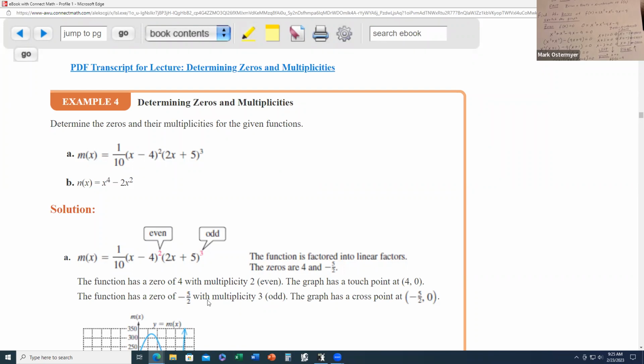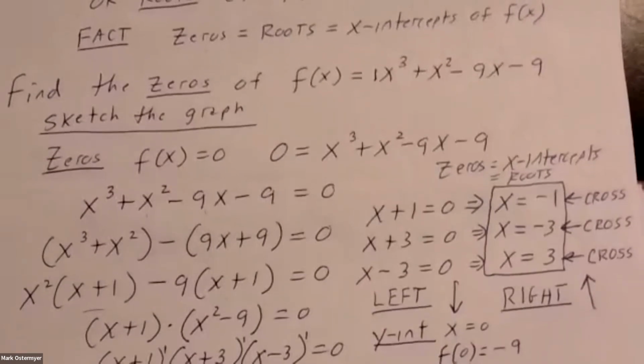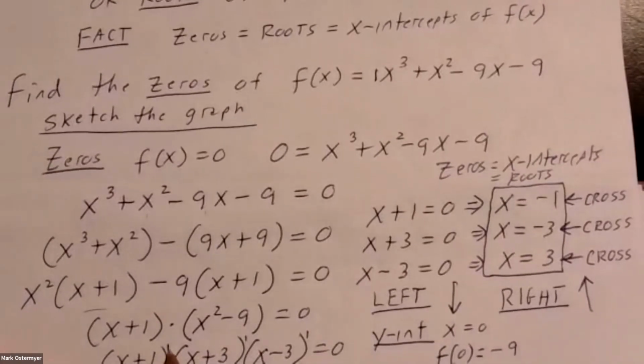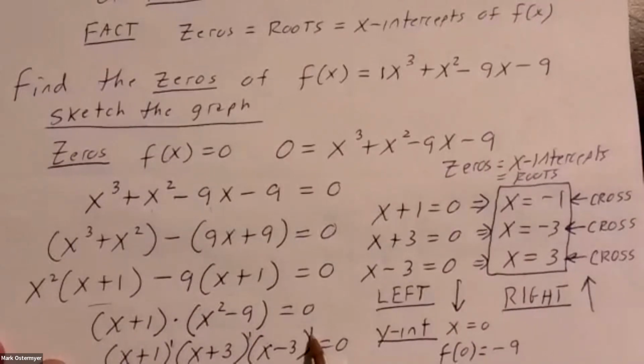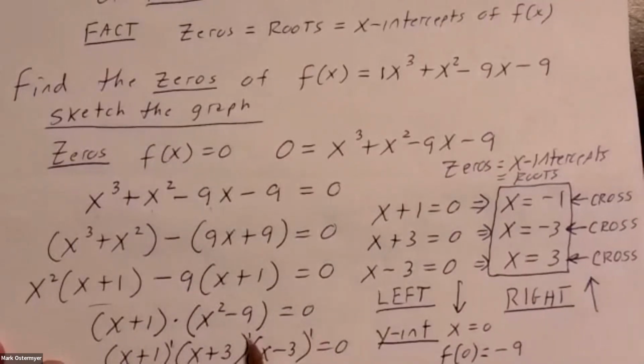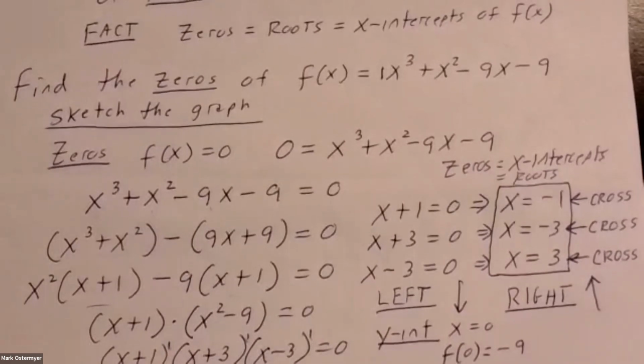You know, for the last problem I did here, we would say that all these zeros here, ladies and gentlemen, have a multiplicity of 1. -1 is a 0 with multiplicity 1. -3 is a 0 with multiplicity of 1. And 3 is a 0 with multiplicity of 1. Okay, these all have a multiplicity of 1. They occur one time, we say. Okay, sometimes zeros have multiple multiplicities.